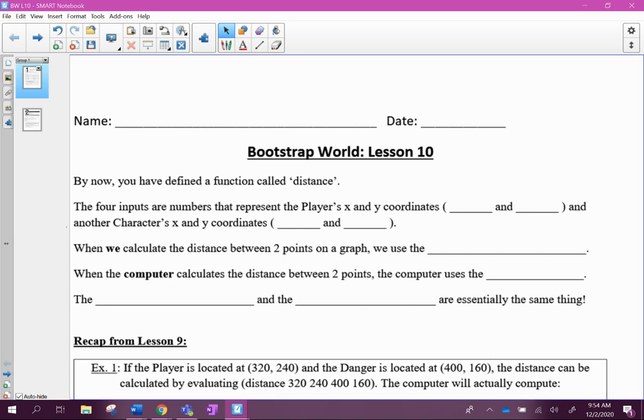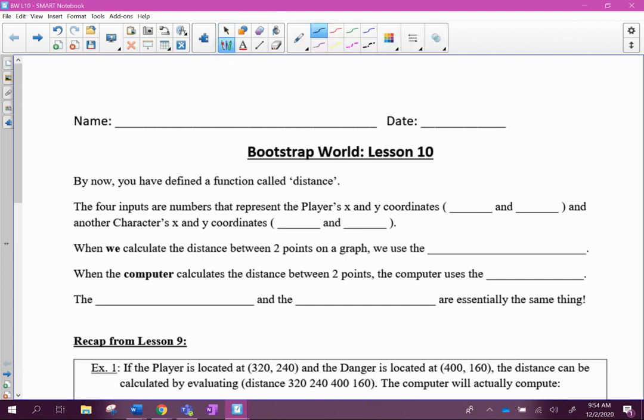Hi everyone. So today we are going to do the last lesson, believe it or not, for the Bootstrap World coding unit, which means after today's lesson, if you are completely up to date with everything and everything has worked out for you so far, you will actually be able to play your video game today and receive points and have the collisions work and see all of your hard work so far come to fruition.